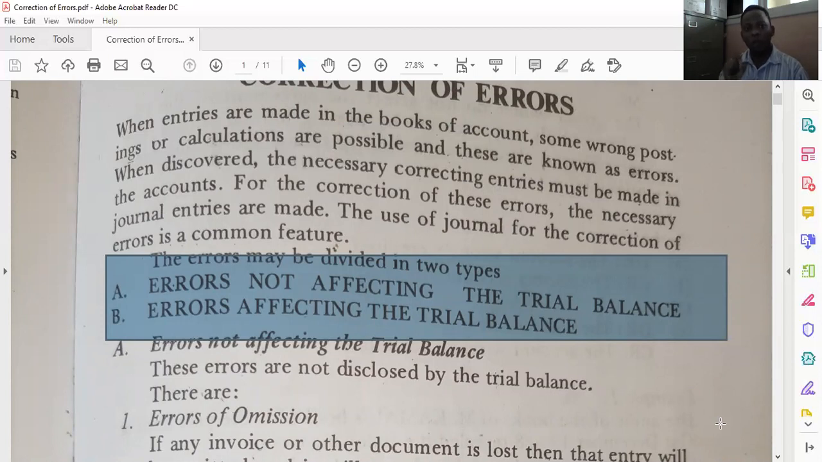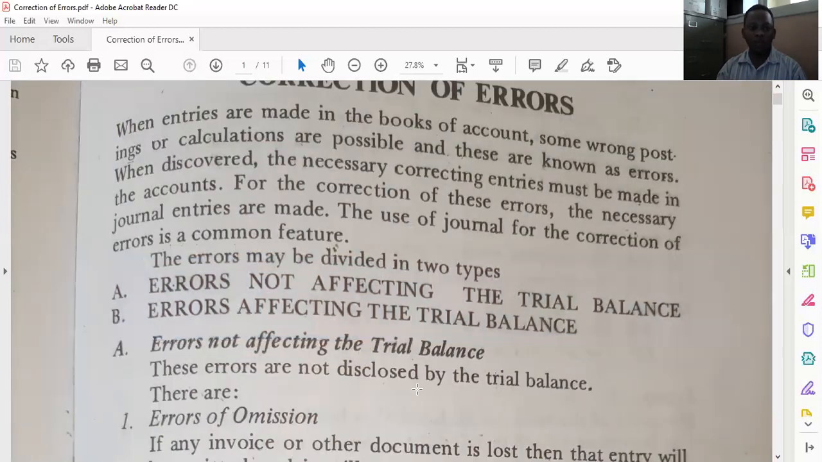And then number two, we have those errors that affect the trial balance. So when these errors are there, even if it is one of them, you'll find that the trial balance will not balance at all. So this will give us a headache of trying to find out this error that is causing our trial balance not to balance. So these errors will be disclosed by the trial balance because the total of the debit side will not be equal to the total of the credit side. The trial balance will not balance. So as usual, you know that if the trial balance doesn't balance, then there is a problem. So these errors will easily be identified because the trial balance will not balance.